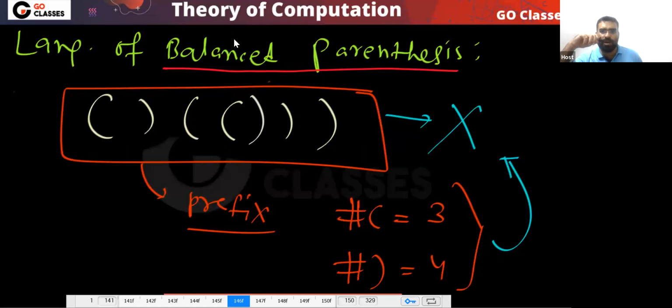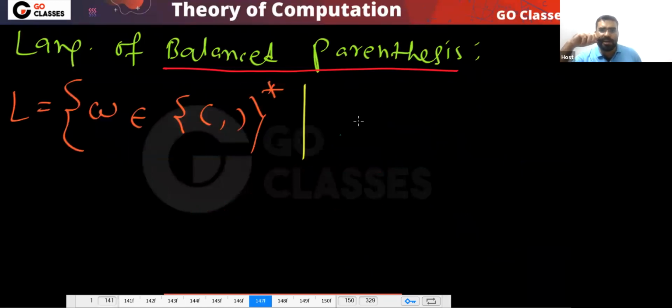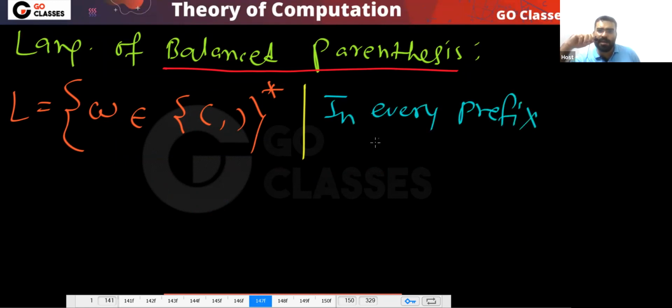So do you agree? How can I write this? I can define it like this: in every prefix, what should happen? In every prefix, number of open parentheses must be greater than or equal to number of closed parentheses. Is this enough?